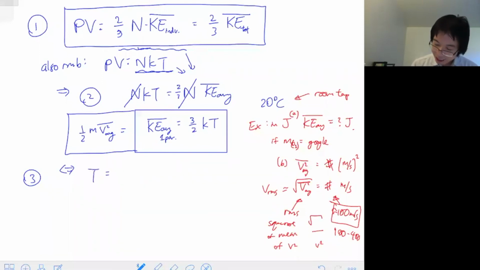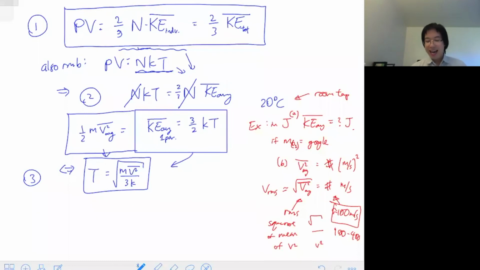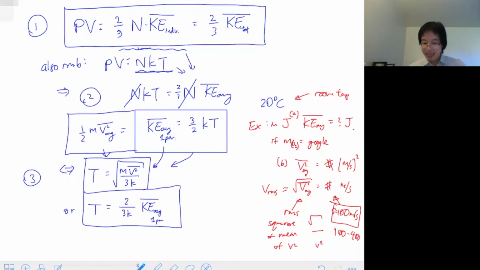And the last statement here is you can rearrange this formula to make T the subject. So isolating out T, you get T equals m v squared over 3k. Just rearrange, combine here and here, rearrange it to this. And now you see, or combine it with this side, then you get T is 2 over 3k times the average kinetic energy of one particle.